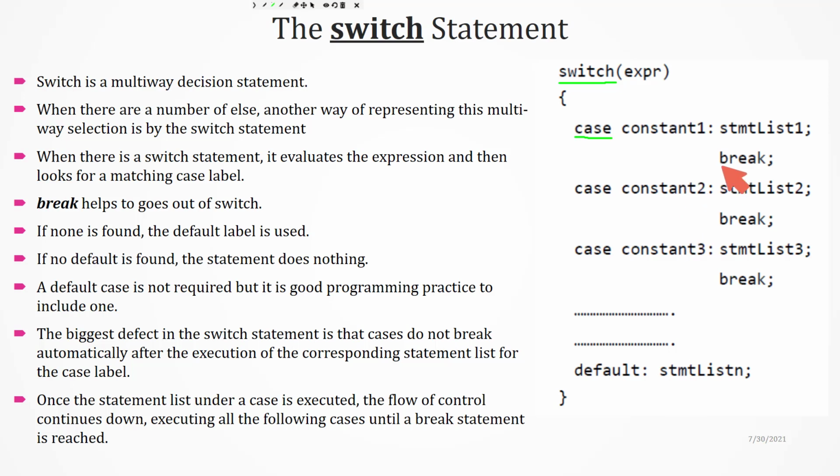In addition to that, we have one more statement called break. Break helps to go out of the switch. Once the match is found, it will execute statement list 1. After executing statement list 1, there is no need to execute the remaining steps. To avoid executing the remaining steps, we use a break statement. If we use a break statement, the control goes out of the switch. Out of the switch means here. If there is any statement here, the next statement executed will be outside the switch.